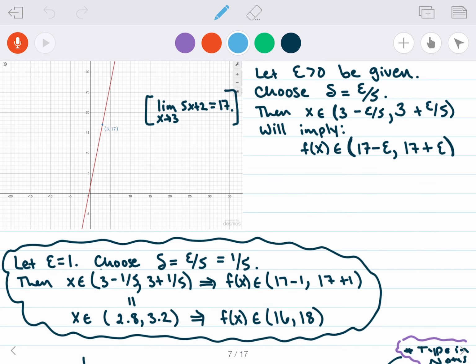Okay, with the definition, again we have this challenge. We're given an epsilon. You give me an epsilon, I produce a delta. And I said this delta is going to depend on the epsilon you give me. When x is in this neighborhood centered at 3, when x is in this delta neighborhood, that's going to imply that f of x is in this epsilon neighborhood centered at our limit, which is 17.